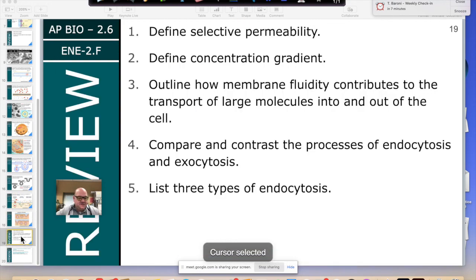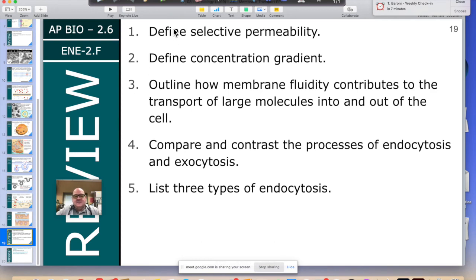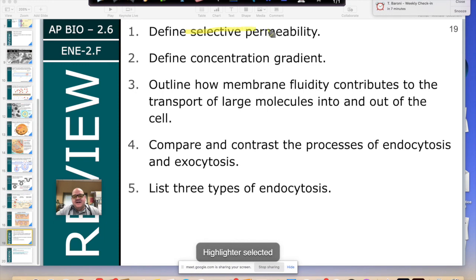Almost done here. Just going to talk about some review. So these terms here, this was defined in the lecture before this. This is 2.6, but you still got to know how selective permeability applies to these situations. Tell me what a concentration gradient is. There are more particles on one side than the other, so it's going to be more concentrated on one side, and you have to be able to say where it's more concentrated.